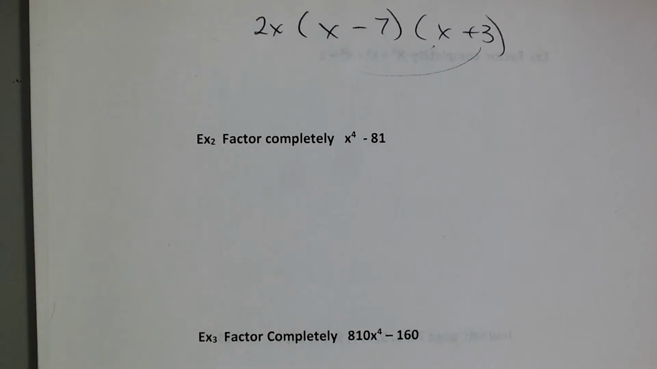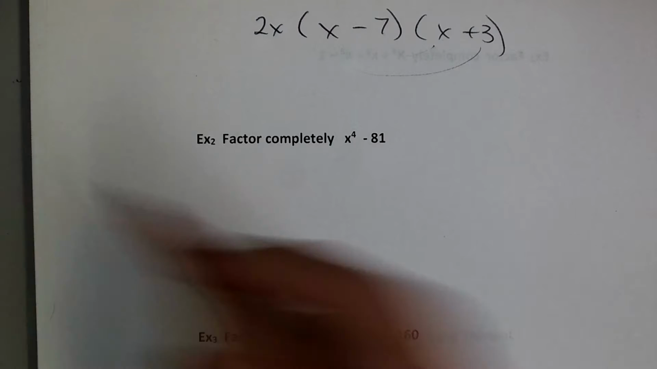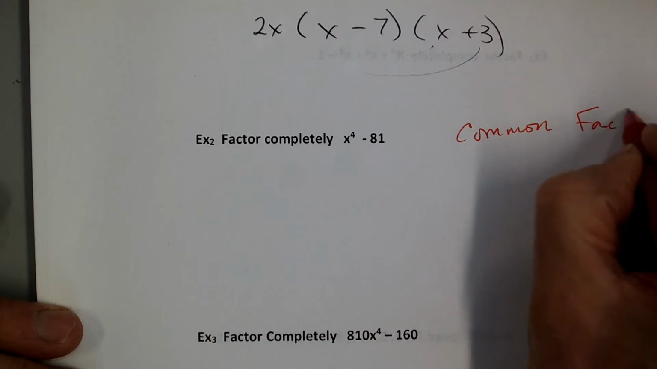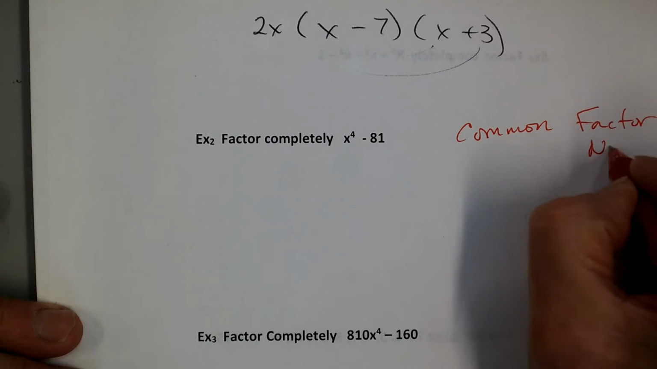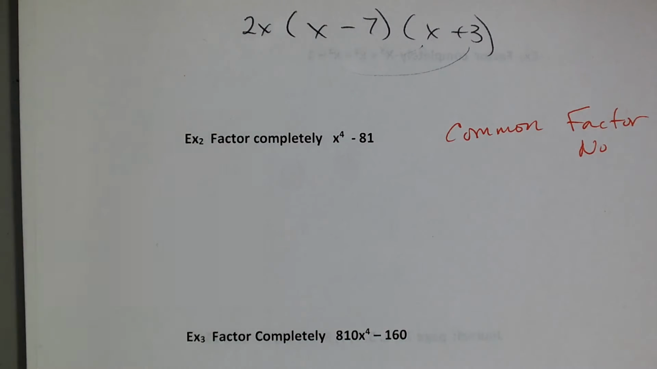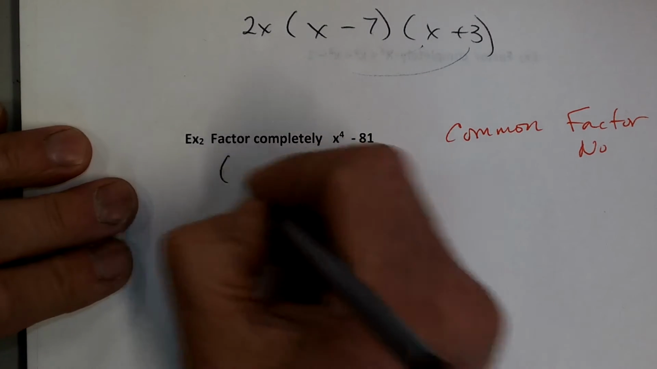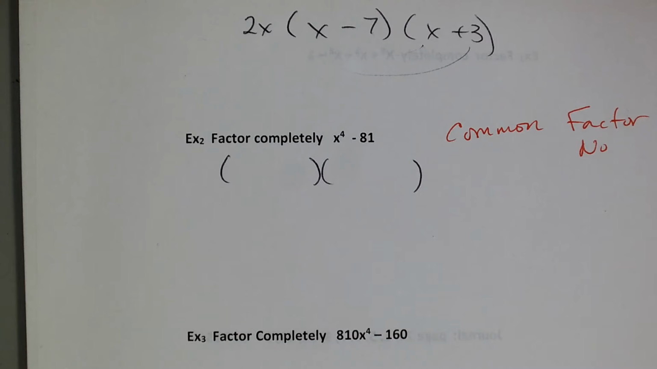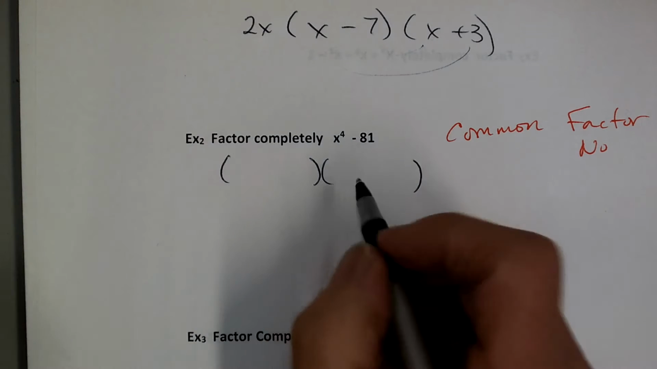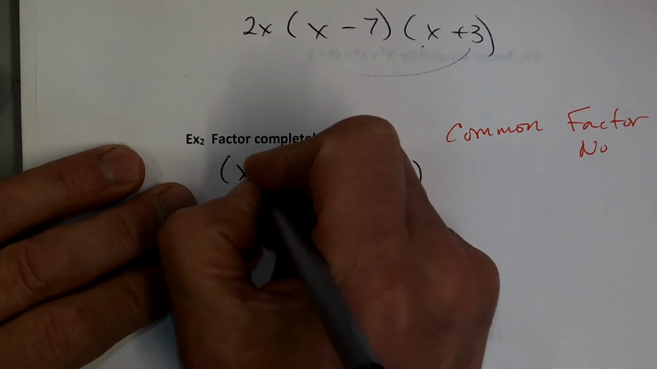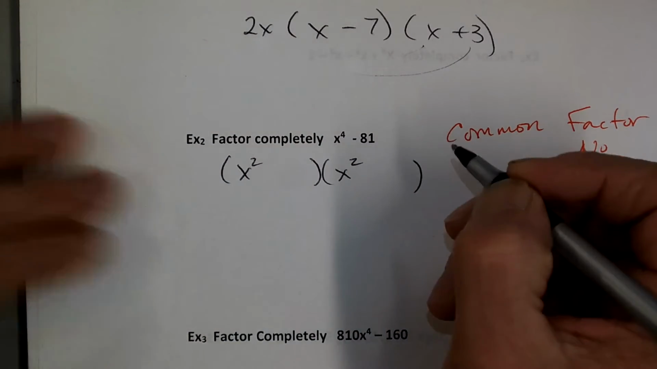Well, there's nothing in common, so common factoring, no. They don't have anything in common. But what I can do is factor this like a trinomial. The way I'd make an x to the 4th is I'd go x squared times x squared. Does that make sense? X squared, x squared.